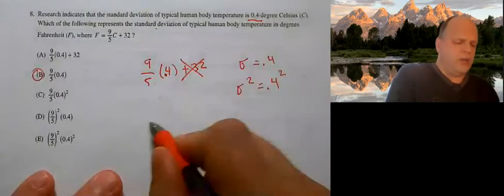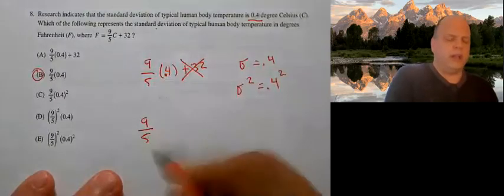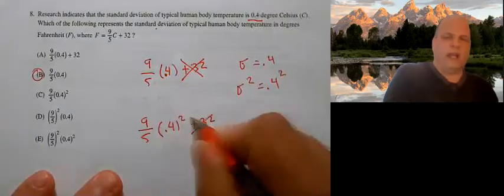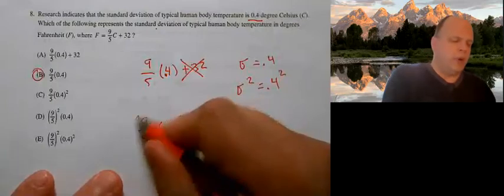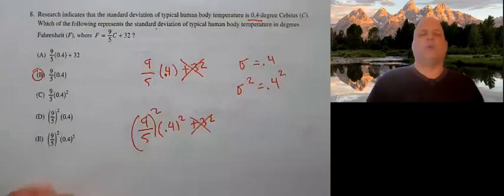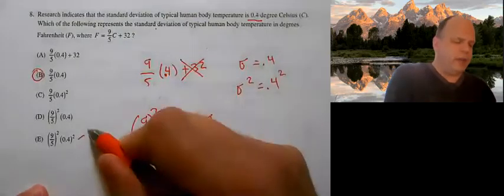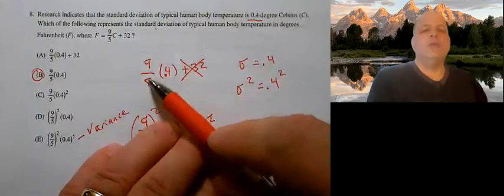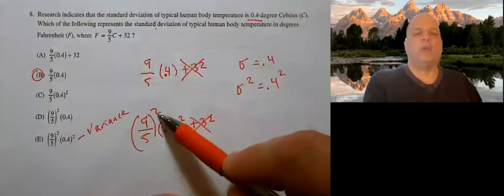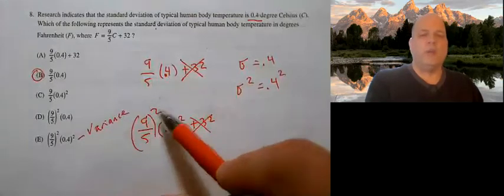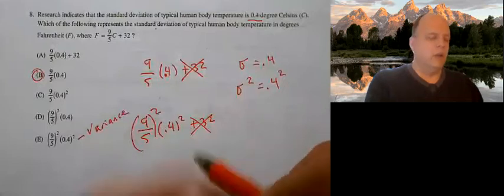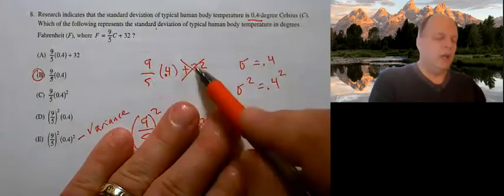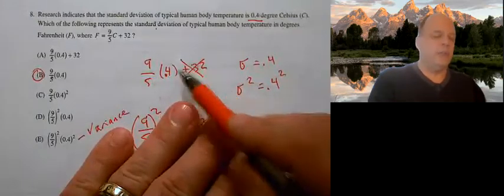And I plug into this equation, and variance is the one that's different. Again, we can't add a constant because it's a measure of spread, but we also have to square the constant that we're multiplying by. So this one, had they asked for it, would have been the variance. The only time we have to square it is when we're working with variance. Now, they didn't ask for that, so this is not the answer. The answer is B, because it's 9/5 times 0.4, and we don't add constants to measures of spread.